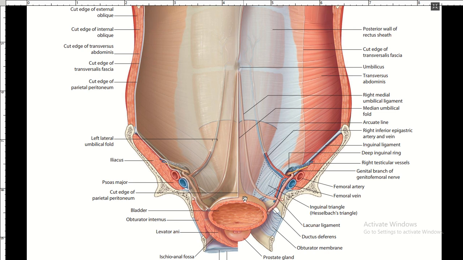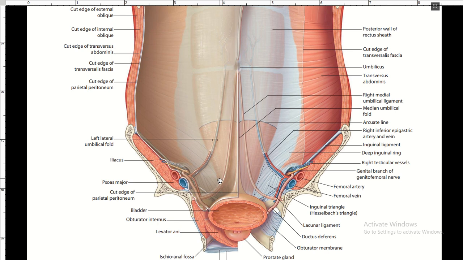The median umbilical fold is a remnant of the urachus, or something that was once known as the allantois. You can actually see this is your bladder. At the apex of your bladder, you have this urachus. It was once an allantois, and it obliterated to form this fold. So the median umbilical fold is made by the urachus or the allantois. You understand? Good.